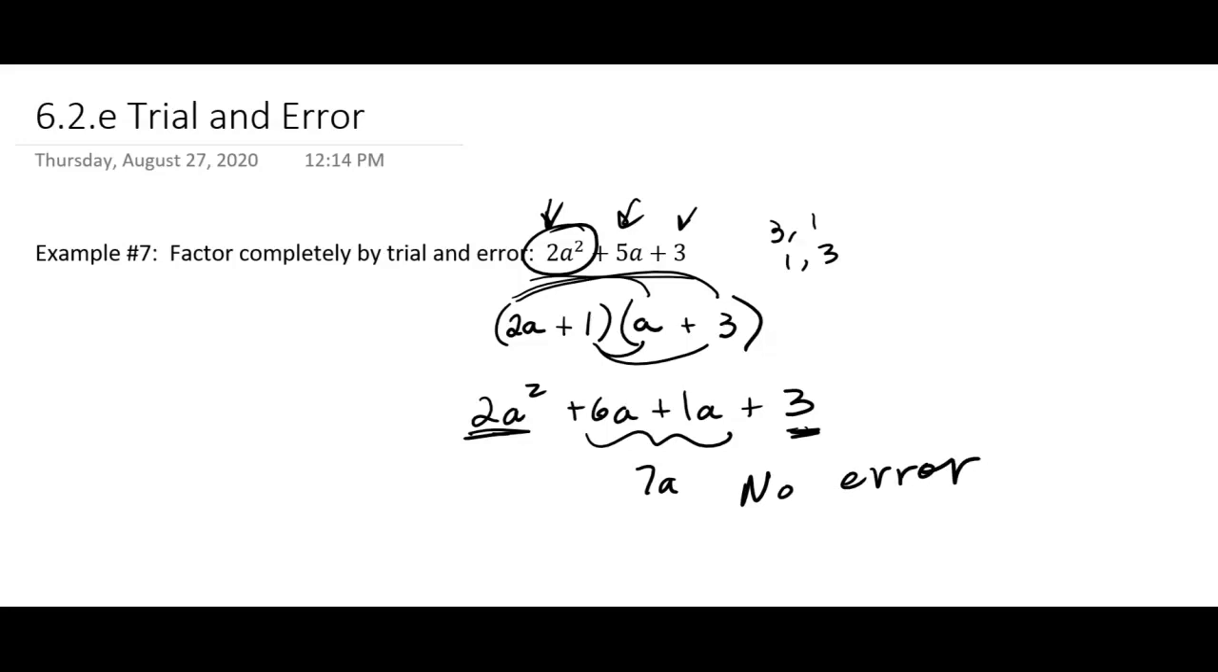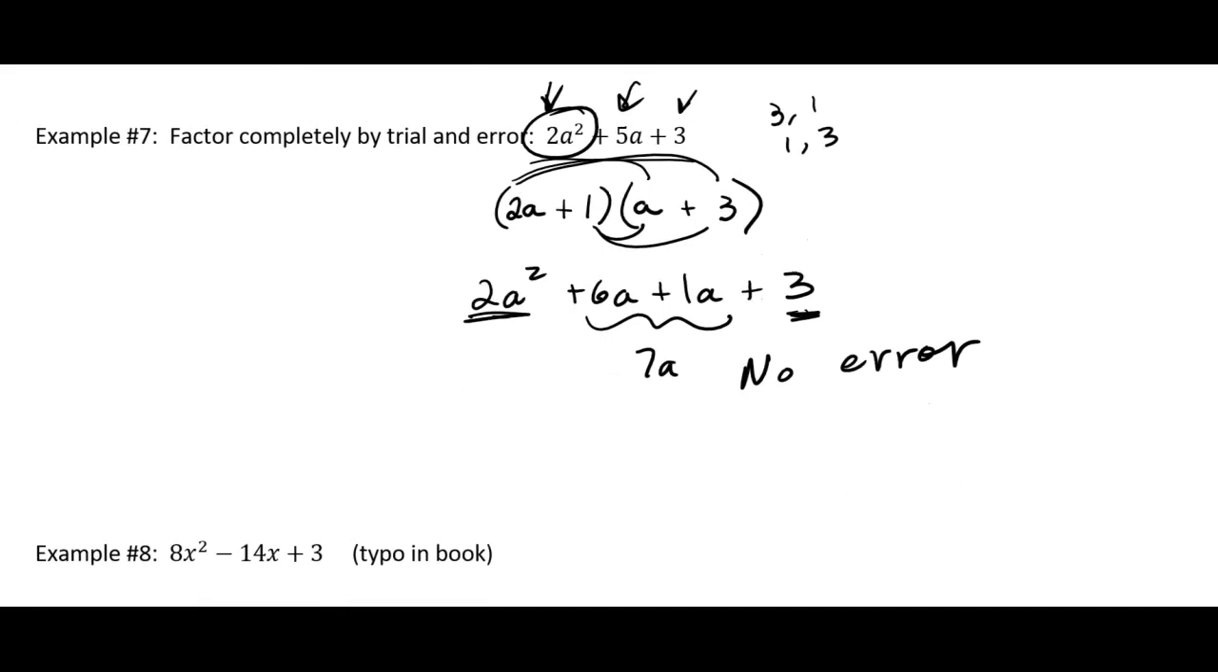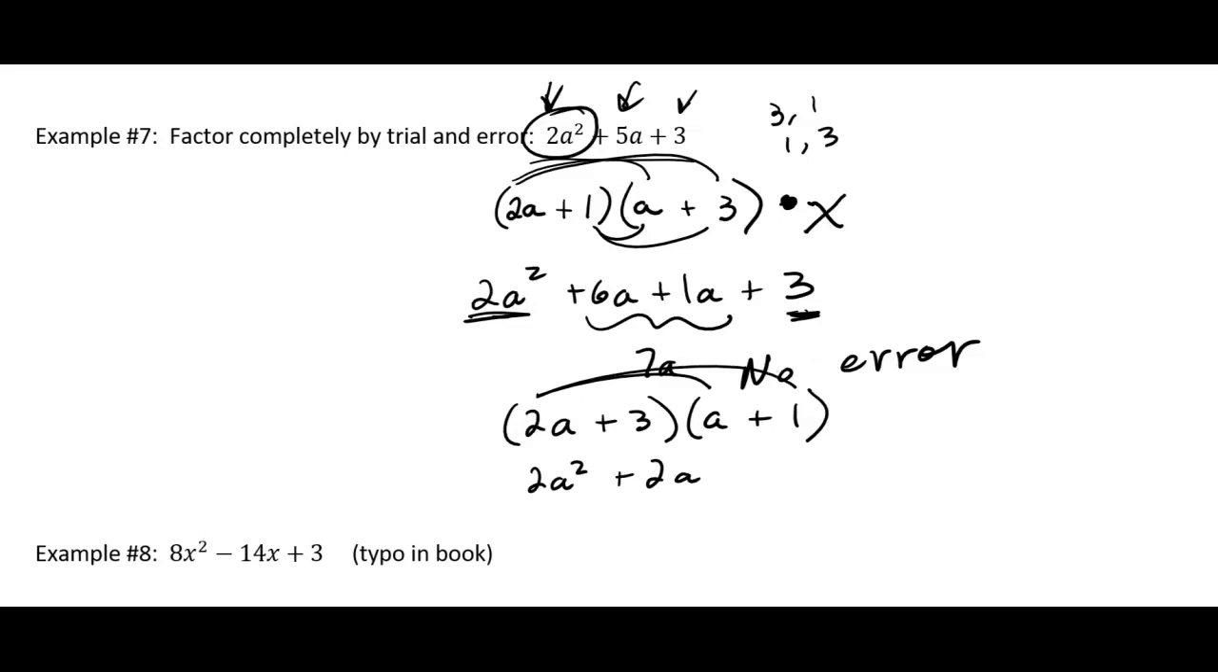Okay, and you might say, well, why didn't you try it the other way? Well, that's the thing. So I'm going to try it the other way. 2a plus 3 and a plus 1. The first try didn't work. So now we're going to try with the 3 first and then the 1, and we'll see if that works. 2a times a is 2a squared. I get a 2a on the outers, and a 3a on the inners. And then 3 times 1 is 3. This time, the middle term does add up to 5a. And that's what we wanted, so we're done.